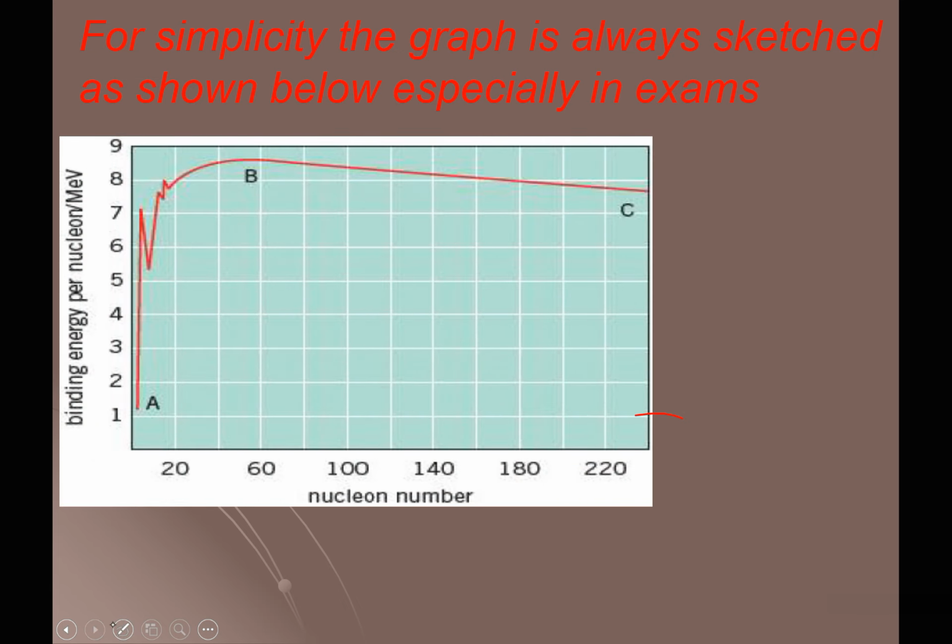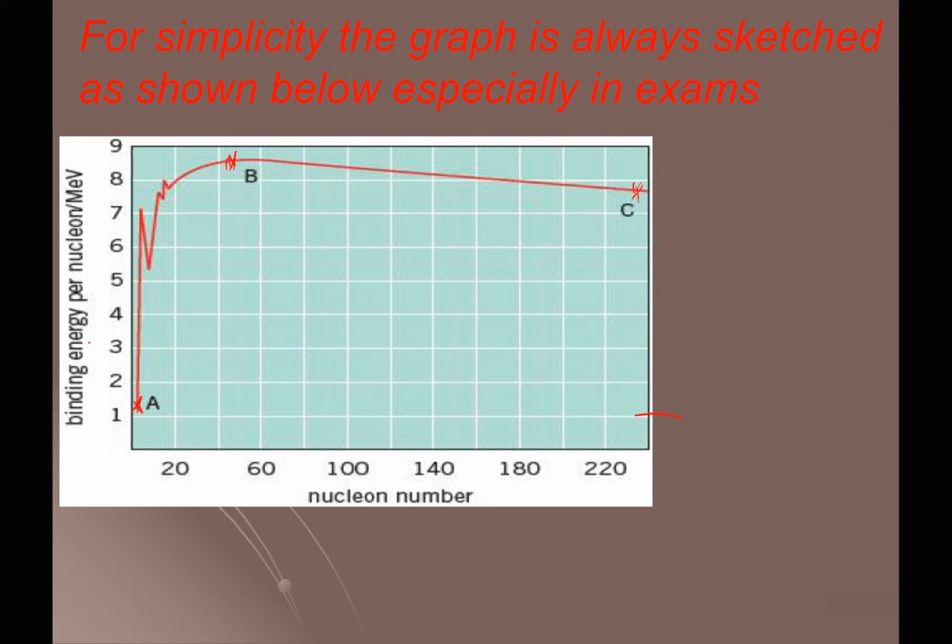So for simplicity, the graph may be sketched like this. Many times, my students sketch the graph like this, where you just sketch a continuous curve with a peak at around 56, around here. This is where we expect iron to be. Around 56, that is the highest binding energy per nucleon, which corresponds to iron. Then on the other side, we expect uranium 235, and somewhere here we expect deuterium.